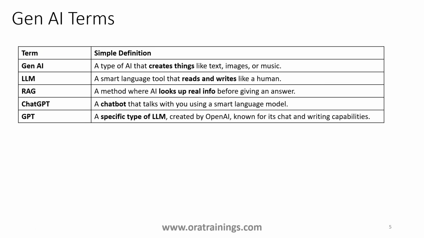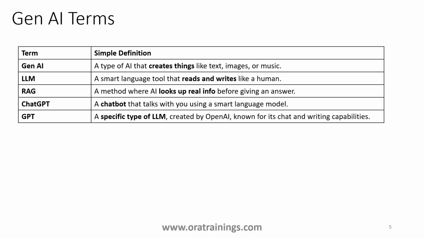Now, these are some of the terms which we always need to have clarity on. So Gen AI is nothing but generative AI. The name itself says that it's a kind of AI program which generates things. It can be text, image, music, video. And LLM is nothing but a smart language tool of AI that reads and writes like a human. So it reads your question or your documents and provides an answer for you, similar to a response from a human. And you can't even tell whether it was written by a human or a computer.